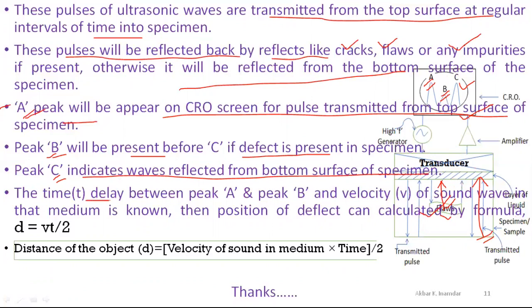And by knowing the time delay between peak A and B, where the standard reference is A, and the velocity of sound in the medium, meaning the sample, we can find the position of flaws, or detect the position of cracks or impurities present in the sample by using this formula.